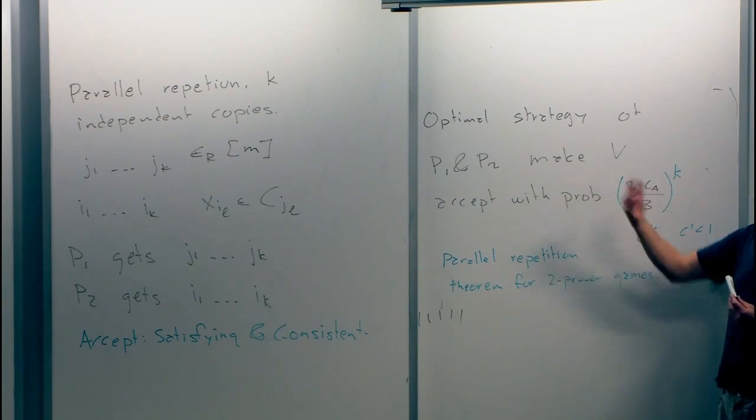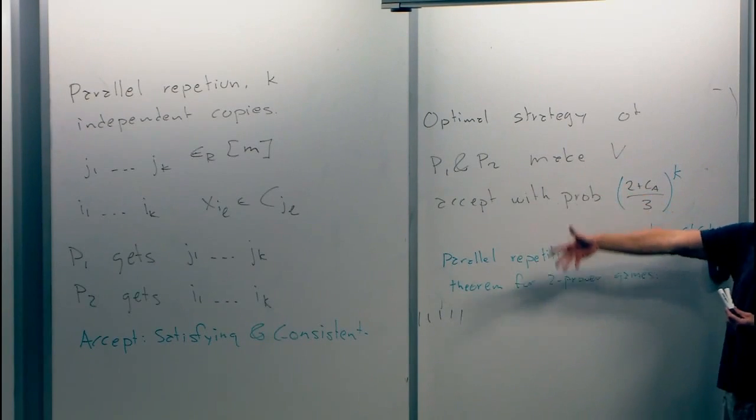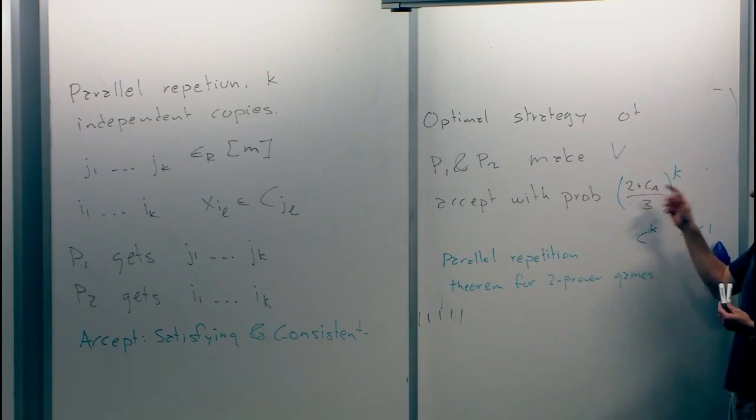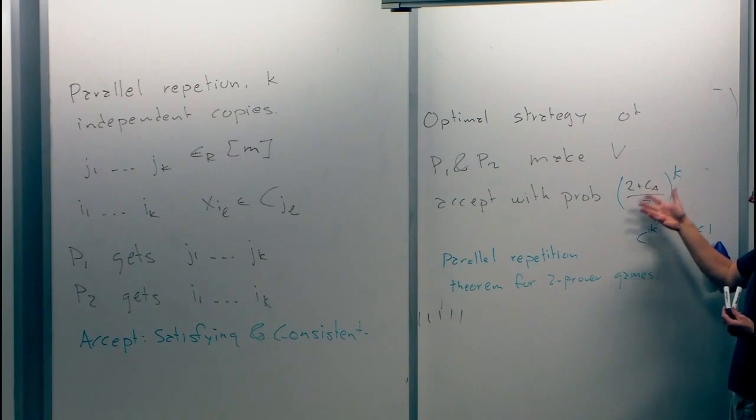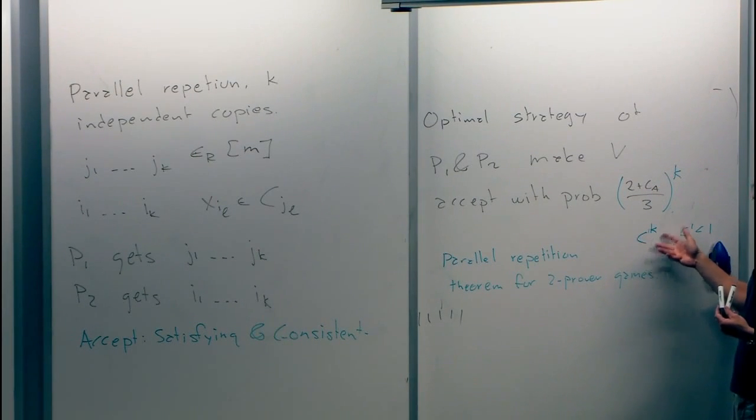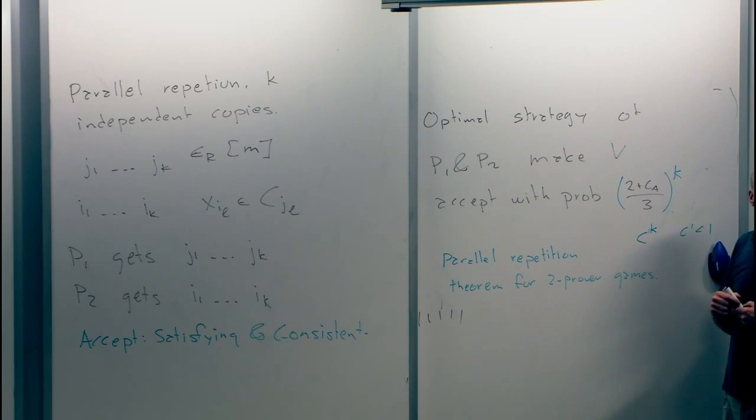So it's a general statement about parallel repetition of two-prover games. You know, the acceptance goes down with the number of copies, goes down exponentially, but the constant might surprise you. Any questions about two-prover games and how I came to this conclusion? No?